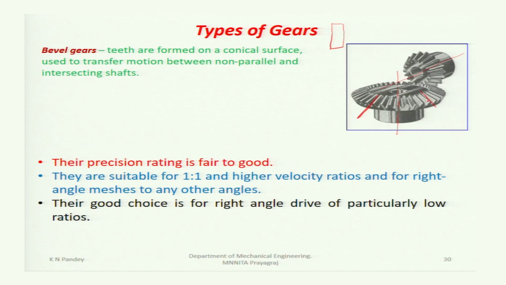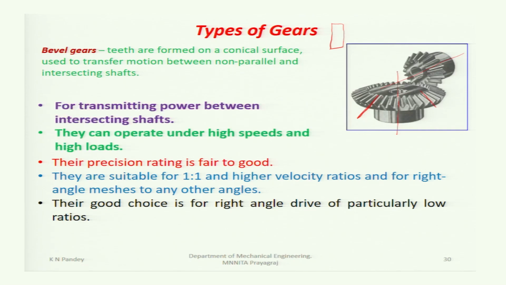Okay. So, teeth are formed on a conical surface used to transfer motion between non-parallel and intersecting shafts. They are used for transmitting power between intersecting shafts. They can operate under high speeds and high loads. Their precision rating is fair to good. They are suitable for 1:1 and higher velocity ratios and for right angle meshes to any other angles.